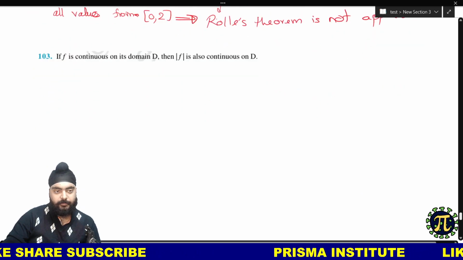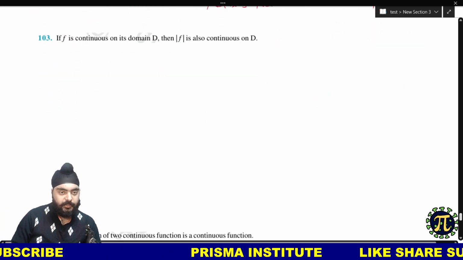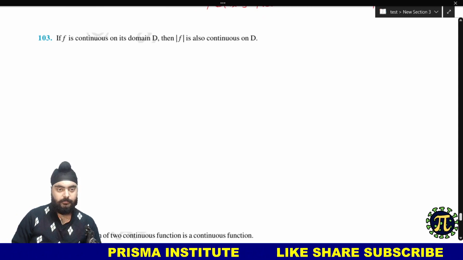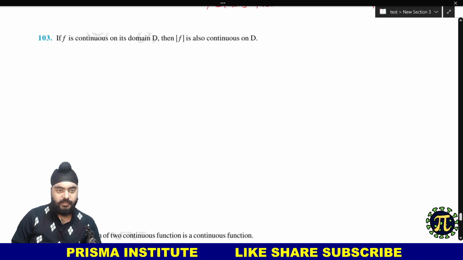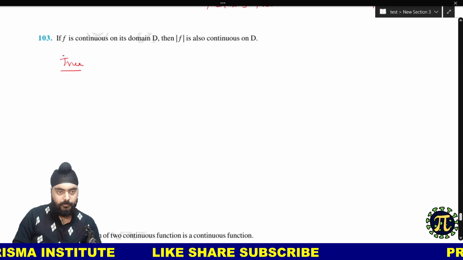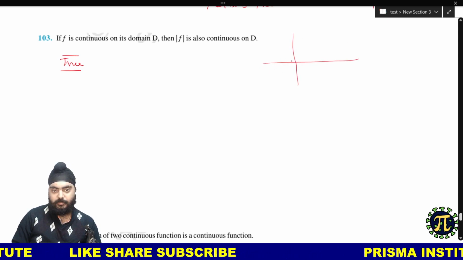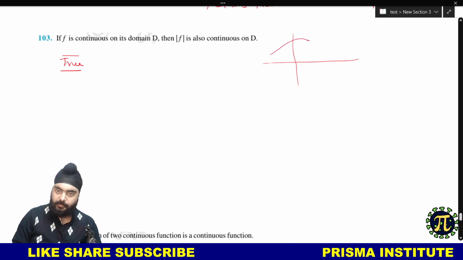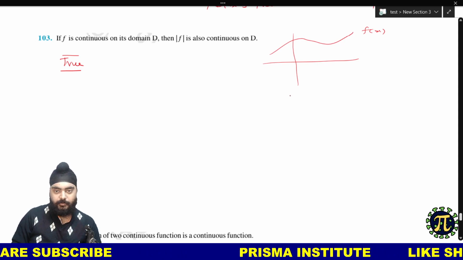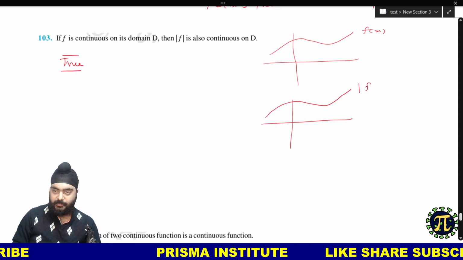So what does the next question say? If f is continuous through its domain D, then mod f is continuous through D. So is this statement true or false? This is true. You can imagine any random function, for example, if it's already above the x-axis, then mod of f will not change the function. It will look exactly the same, right? Mod of fx.